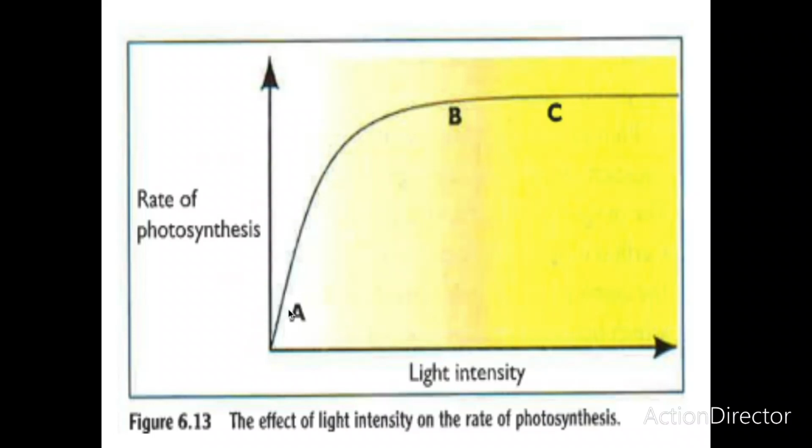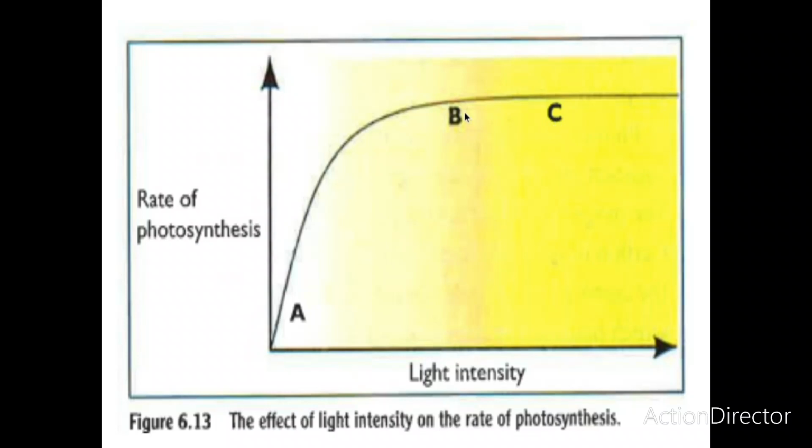So between points A and B, the rate of photosynthesis increases as we increase the light intensity. So the limiting factor between point A and point B is light intensity. But as we increase the light intensity, the rate of photosynthesis gets to a point where it remains the same. This is between point B and point C.